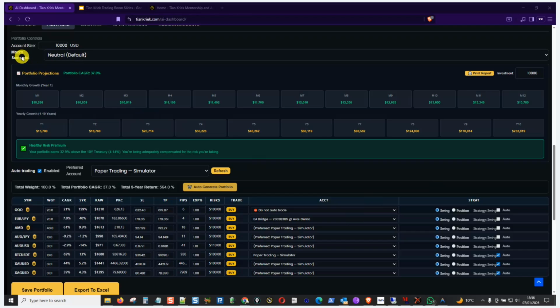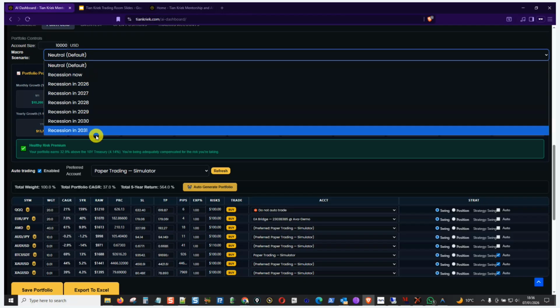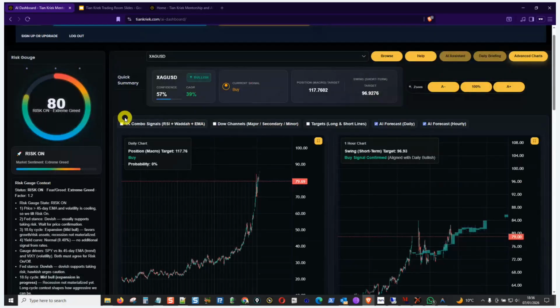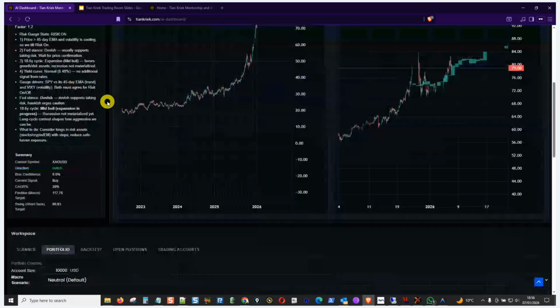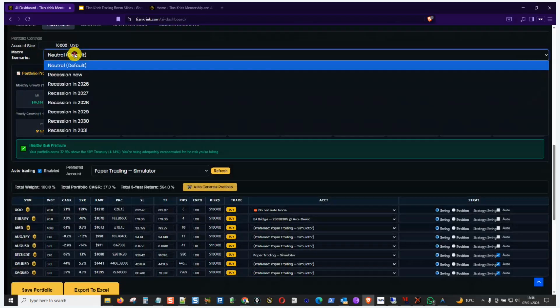But if the macro scenario changes, which I will let you know, anyway, the risk gauge will let us know. I mean, the risk gauge will change from extreme greed. It will start changing, and we'll know that we're heading towards a recession. And then we can start injecting a different macro scenario.